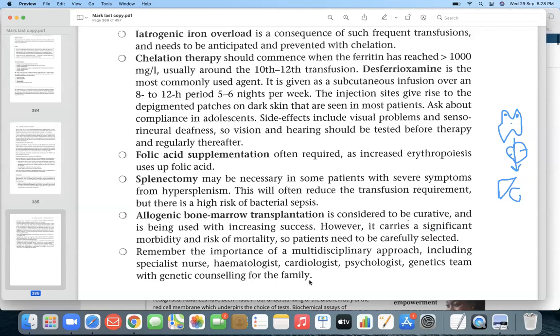Okay, so I will read out the indications of splenectomy in thalassemia. Just one minute.